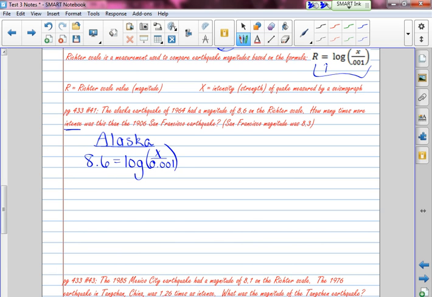Okay? And I need to get that X by itself. Well, the log's already by itself, and it has a common base of 10. So I do my cycle. So 10 to the 8.6 power equals X over 0.001. And I need to get X by itself. So I have to multiply by 0.01 on both sides.